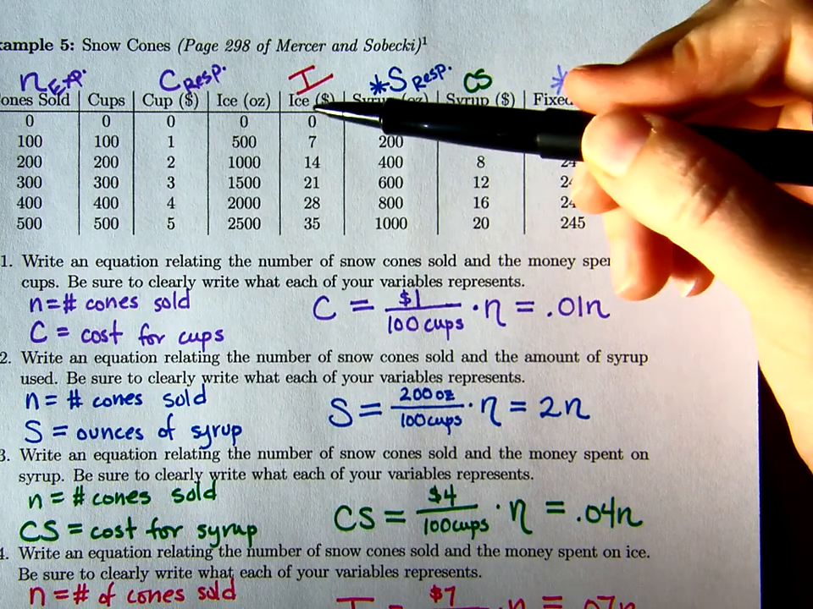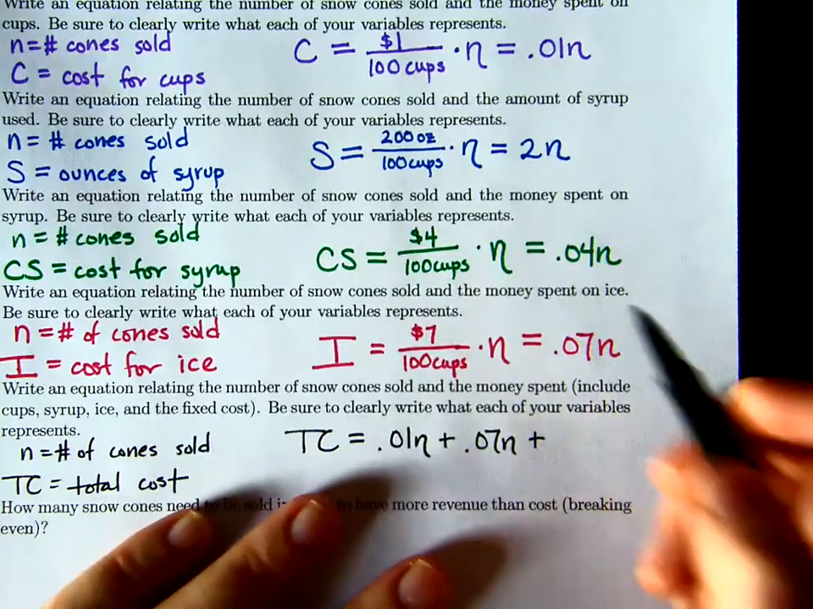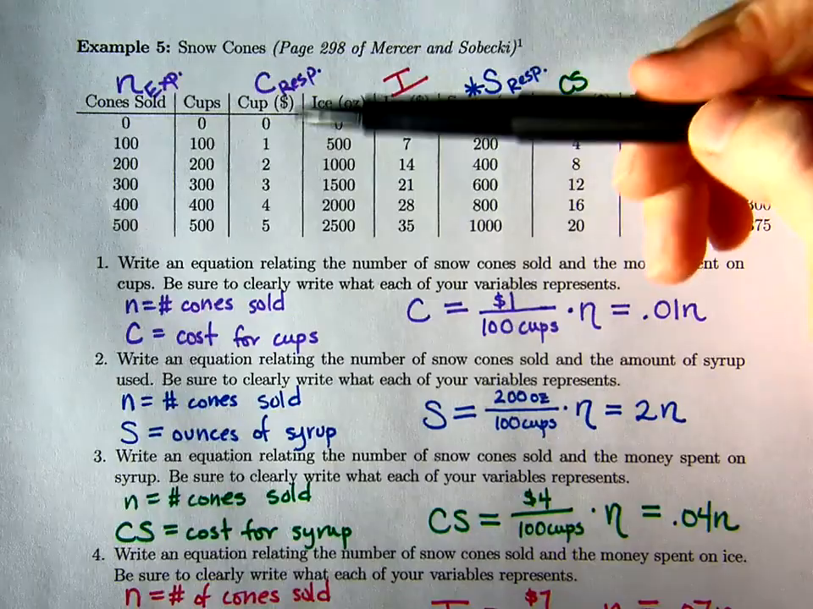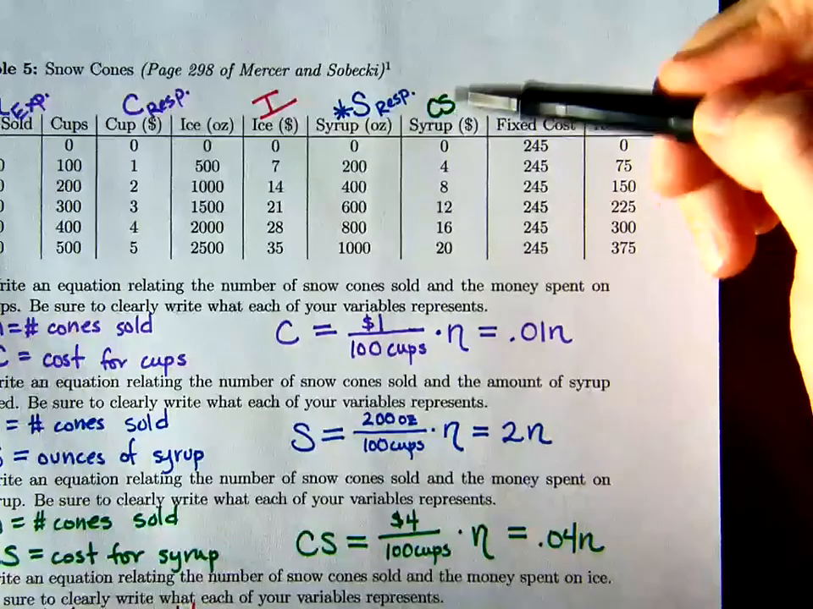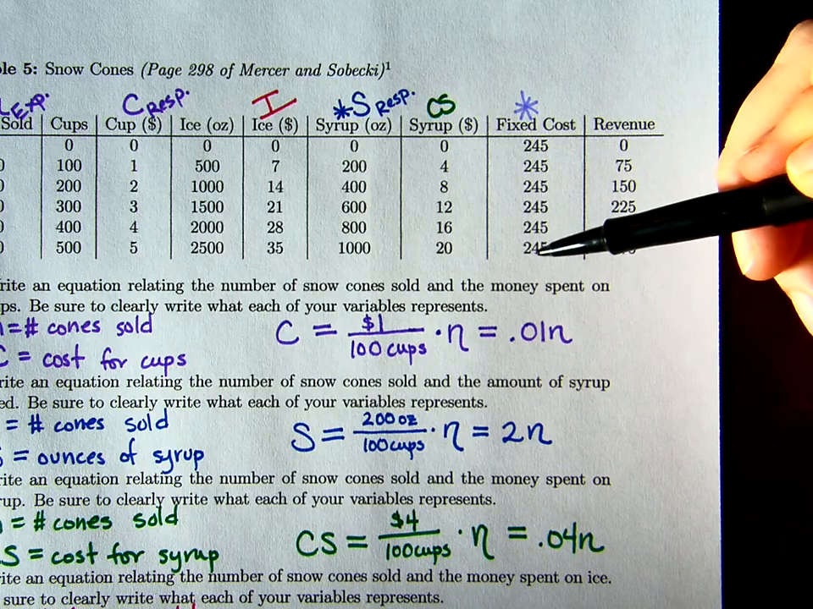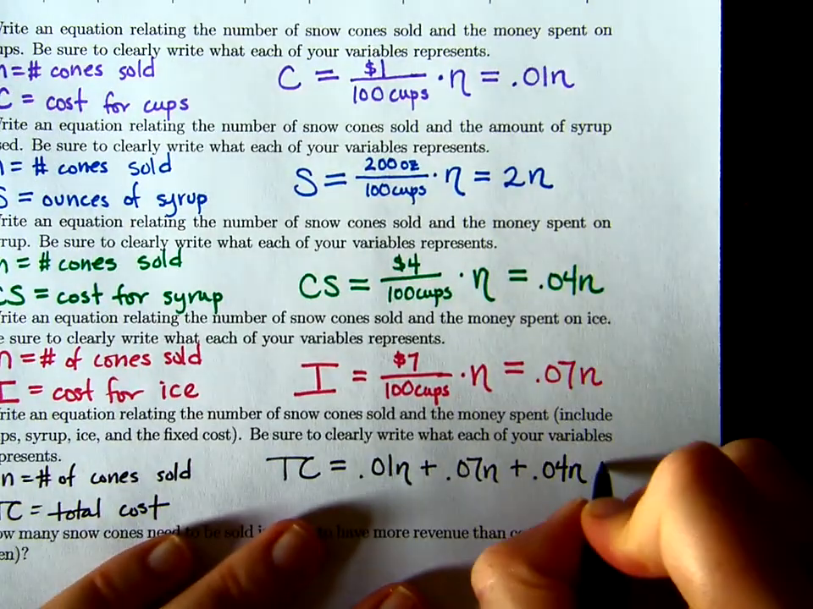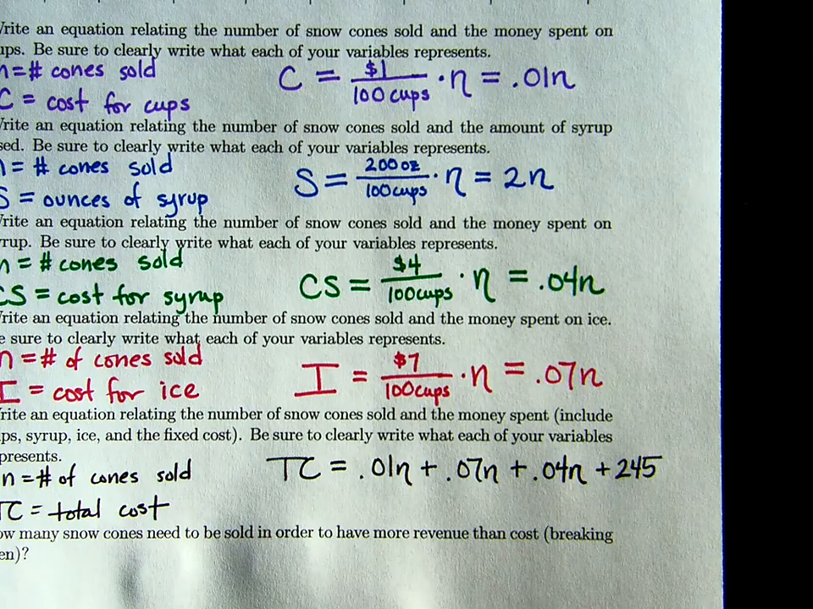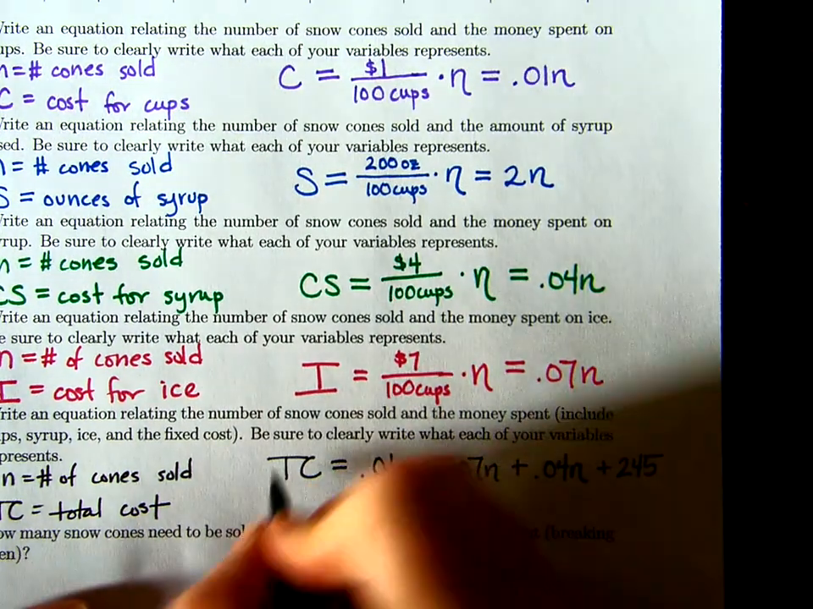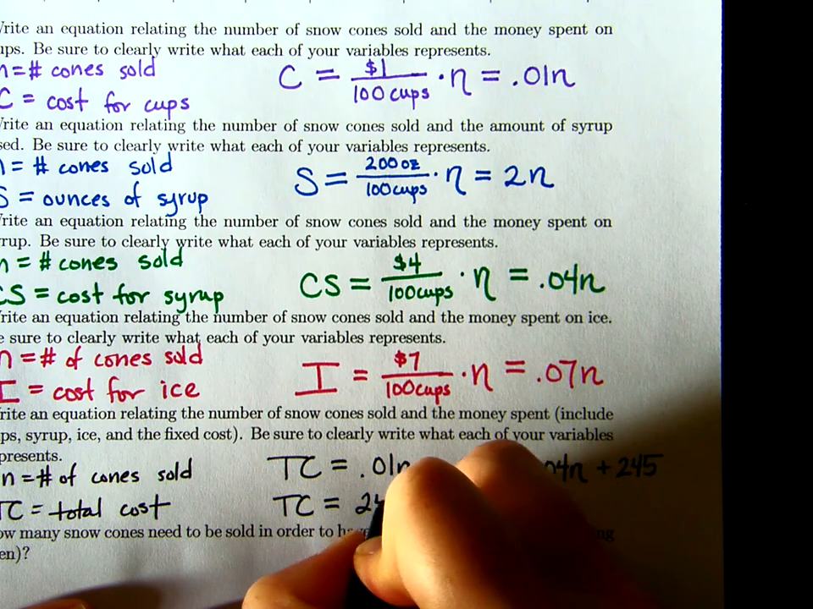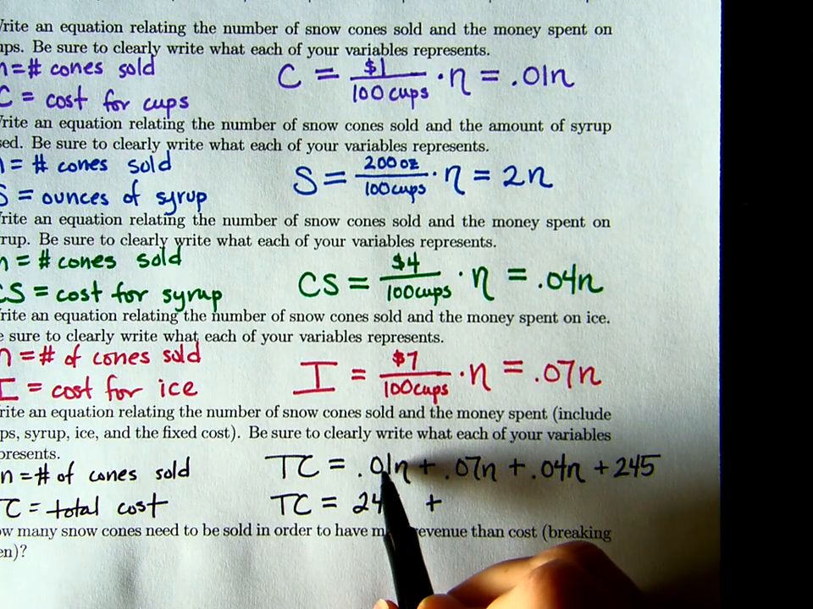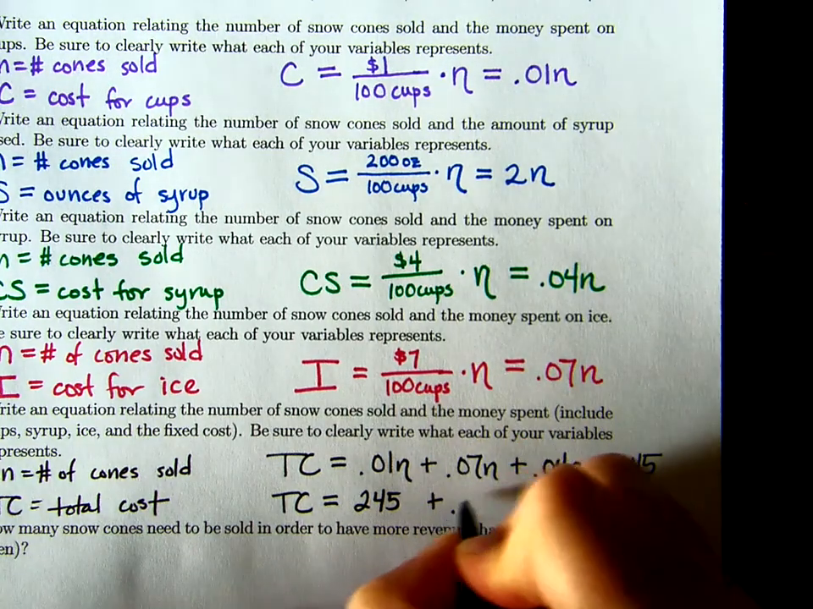We found, okay, that's money. Here's money. Syrup cost. Syrup cost was 4 cents per cup, 0.04 N. And, okay, so we've got cups, we've got ice, we've got syrup, and we've got our fixed cost. So plus $245. It doesn't matter how many you sell, that is always going to be your fixed cost. Okay, so your total cost, $245 initially, plus, okay, let's see, 7 cents, 8 cents, 12 cents per snow cone you sell.